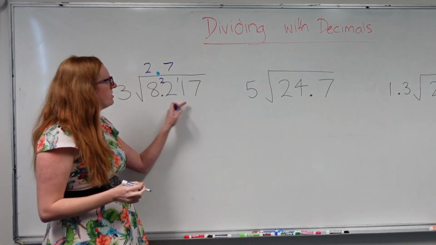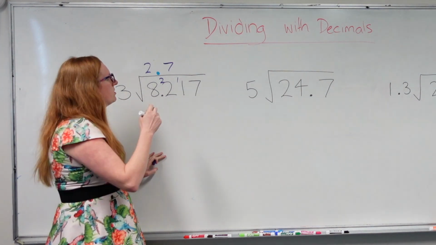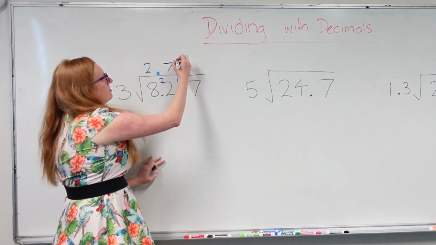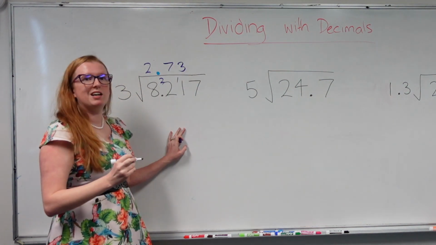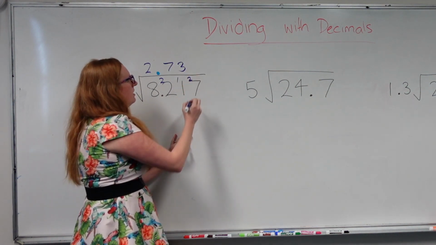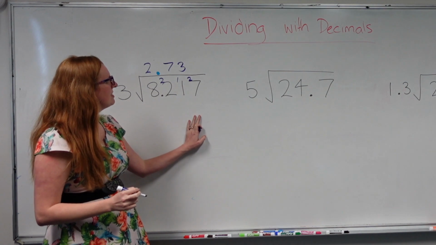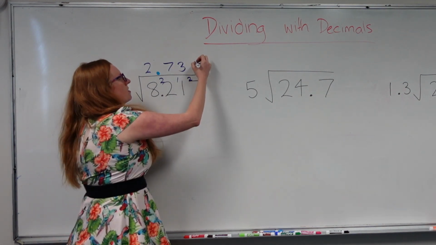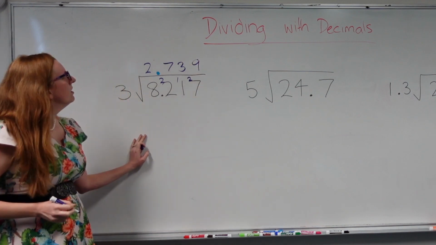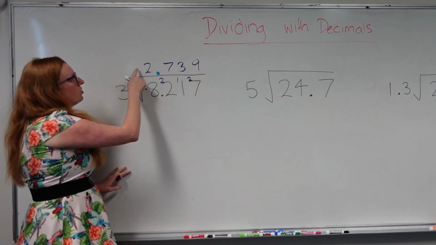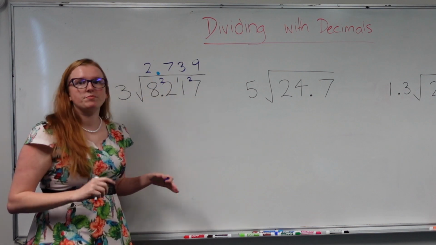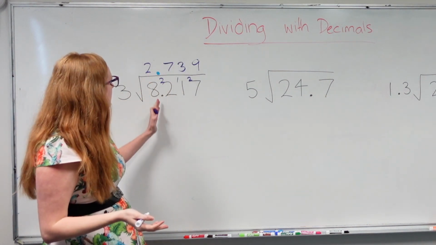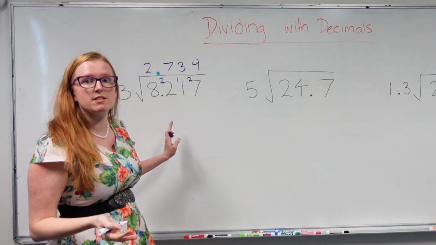Okay, now how many 3's go into 11? I'm going to get 3, because 3 3's are 9, which means I have 2 left over. And now how many 3's go into 27? 3 into 27 goes 9 times, because 3 9's are 27. So there we have it. Our answer is 2.739. All we had to do was make sure that our decimal point gets put in directly above where it is in the question.